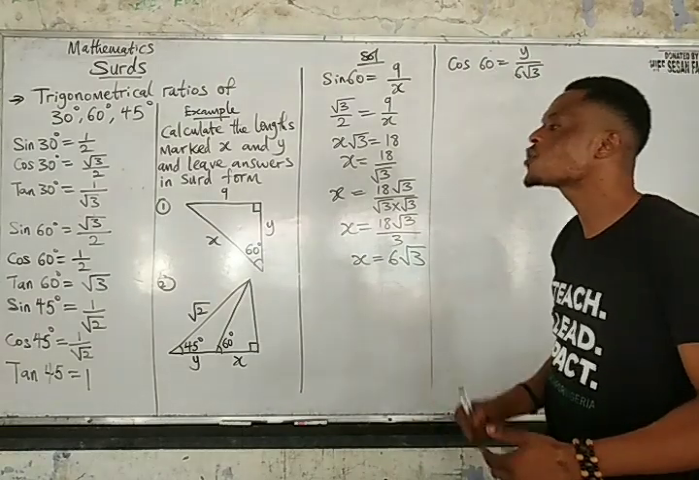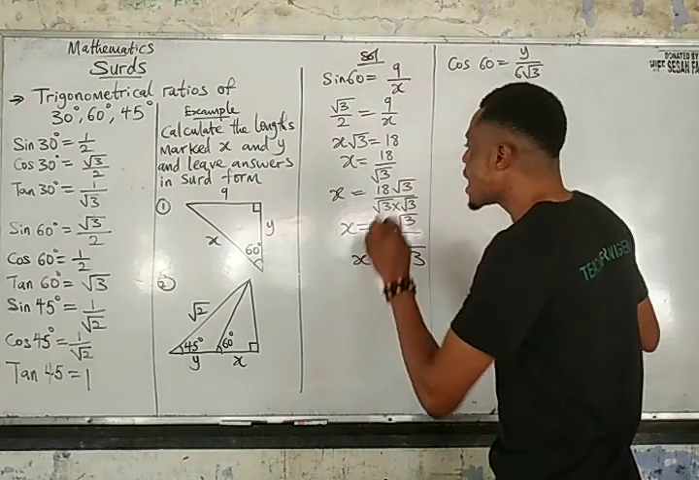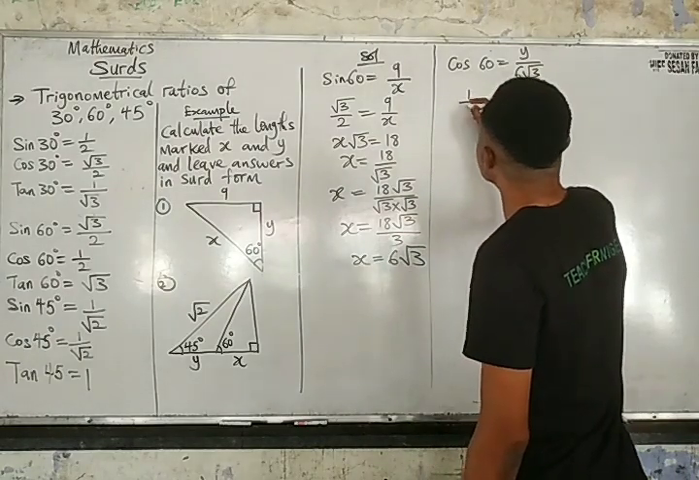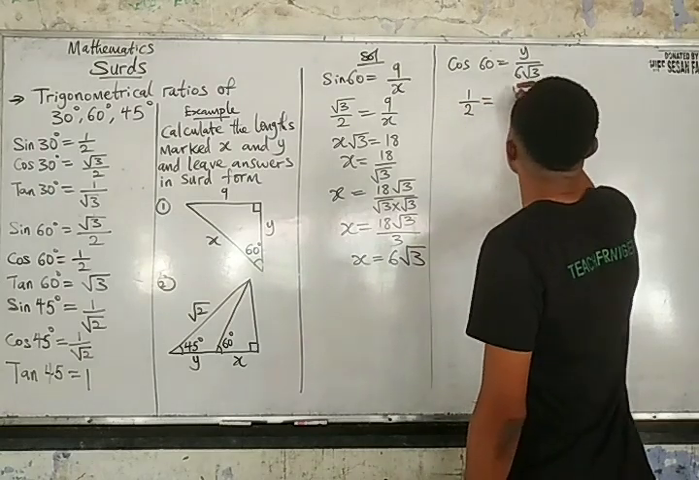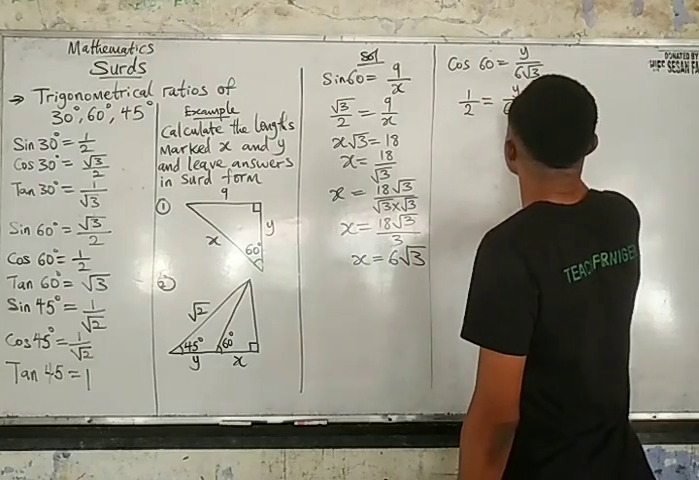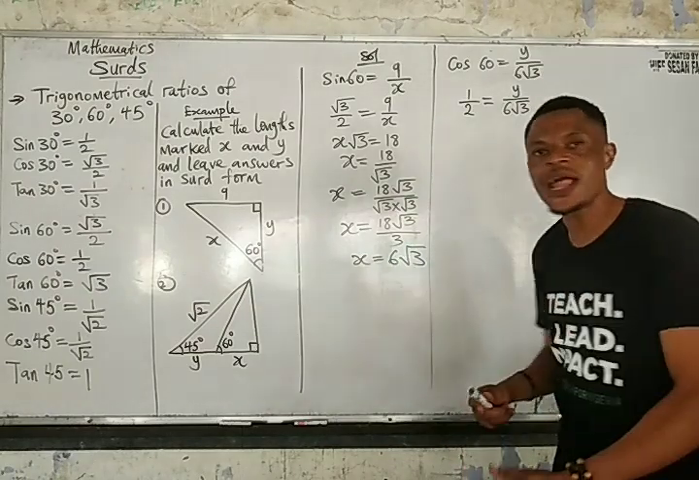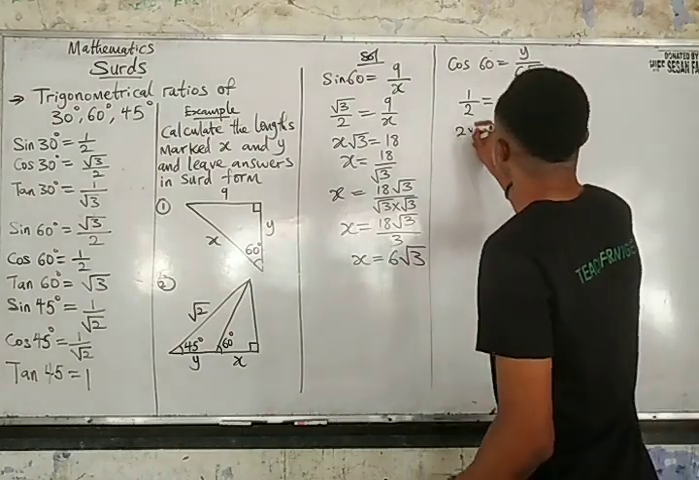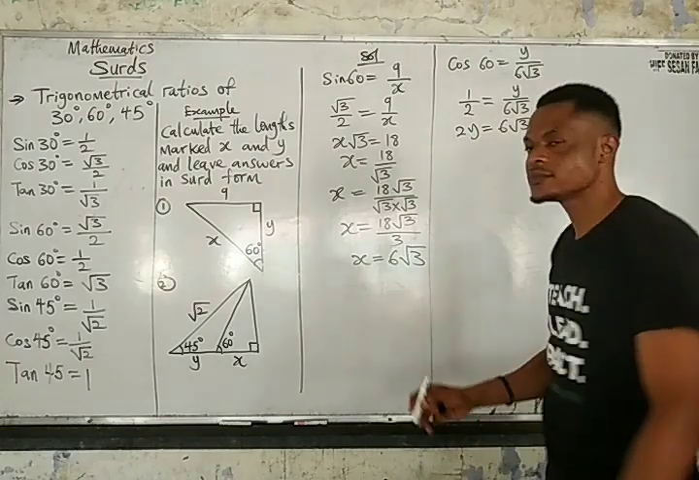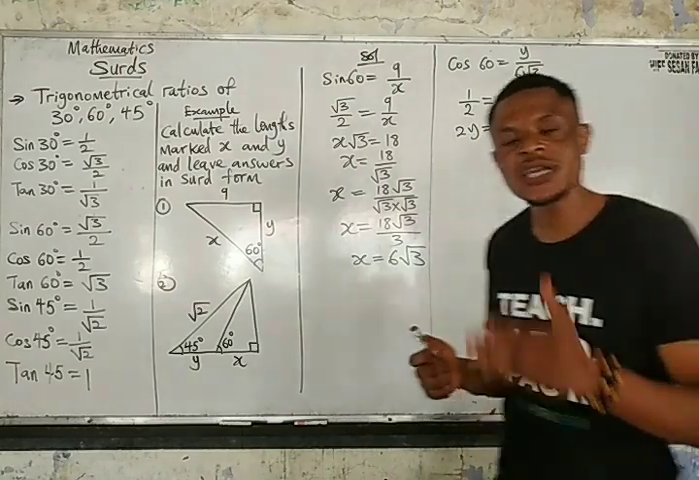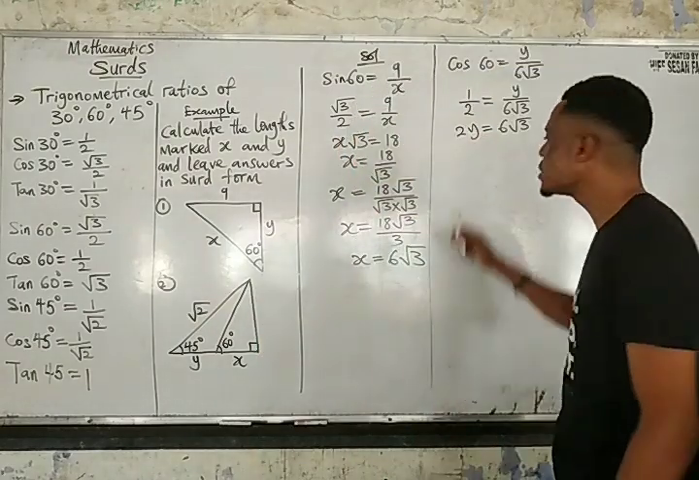So, checking what cos 60 is. Cos 60 is 1 all over 2, half. We have cos 60 to be 1 all over 2 to give us y all over 6 root 3. So by the time we cross multiply, we will be having 2y to give us 6 root 3. Our intention is to find y. We divide both sides by the coefficient of y, which is 2.